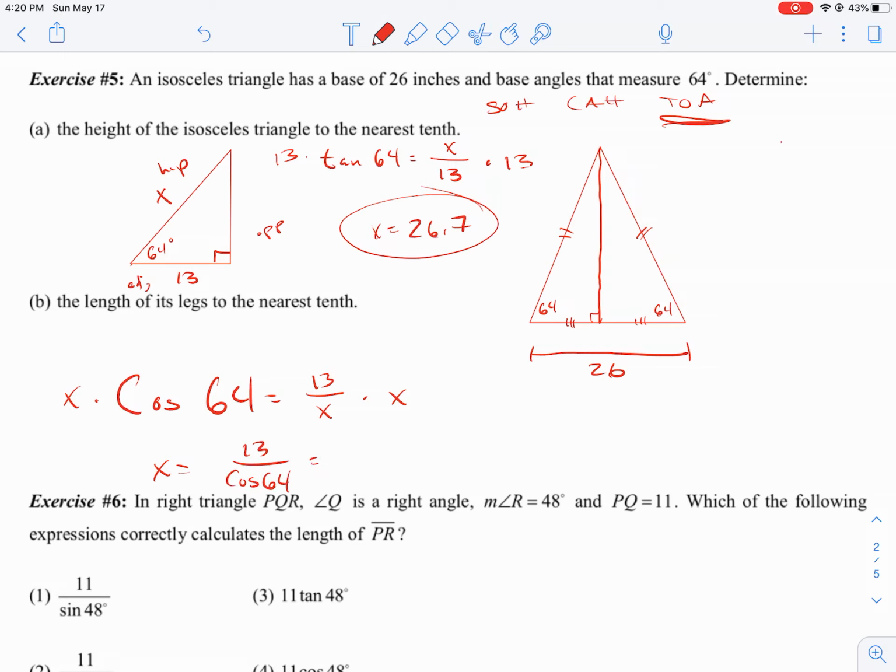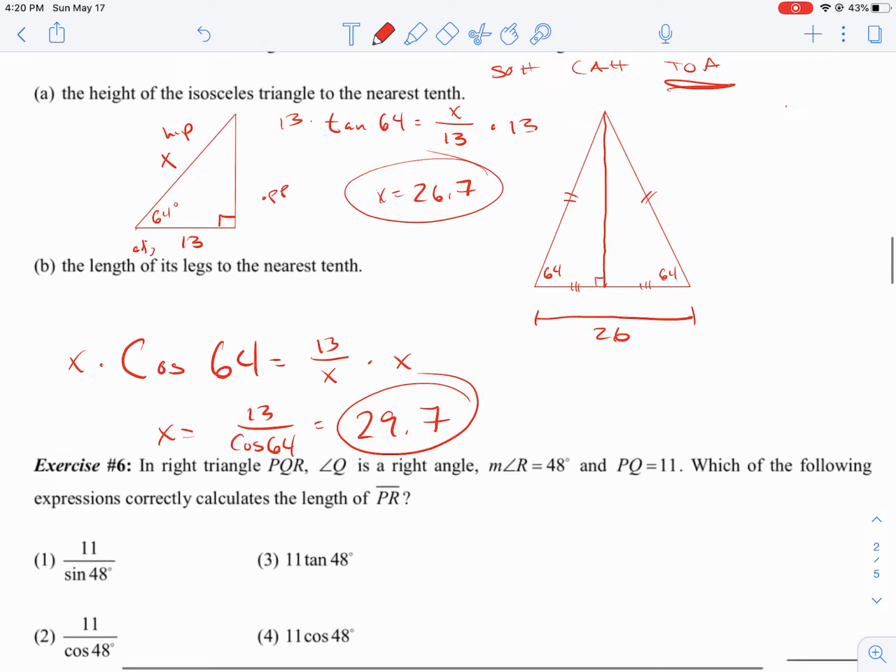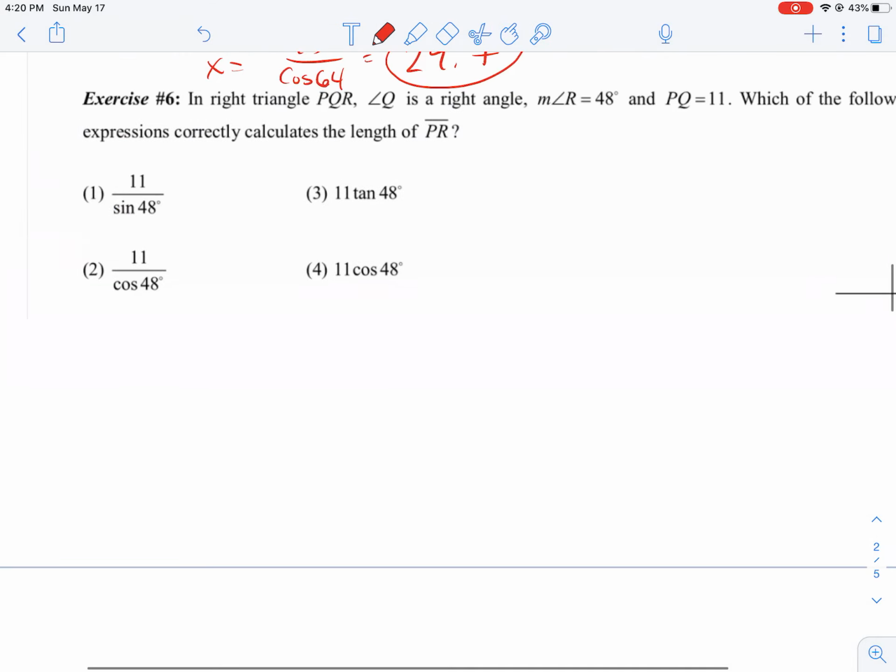And so 13 divided by the cosine of 64, and you get 29.7, rounded to the nearest tenth. And that is how you find the length of that leg right there. Okay? All right. So exercise 6.